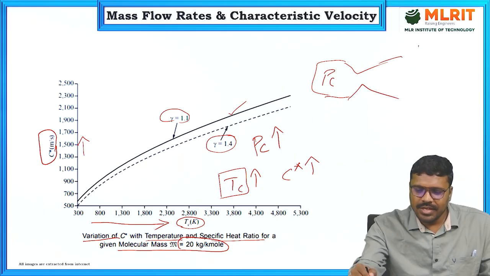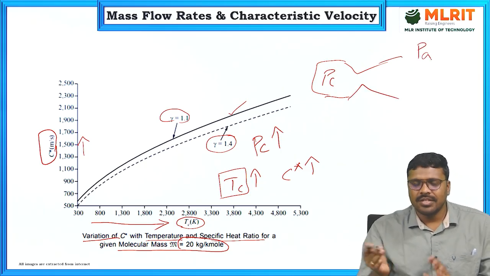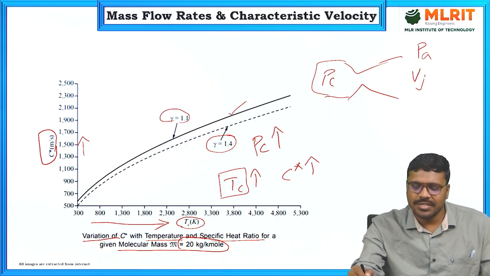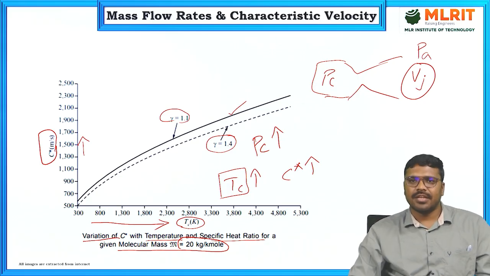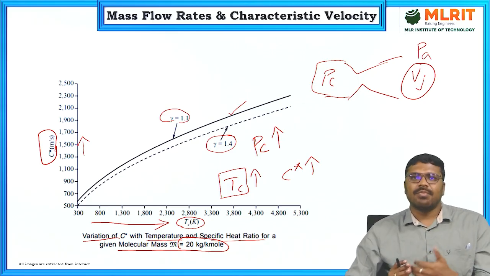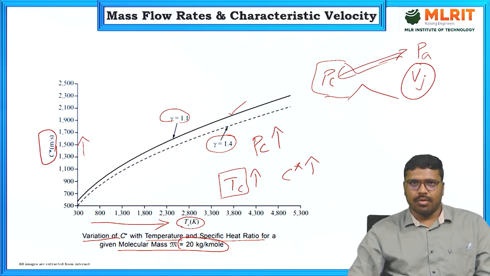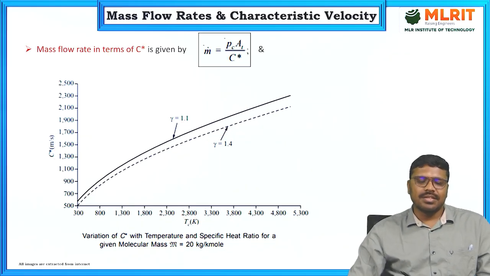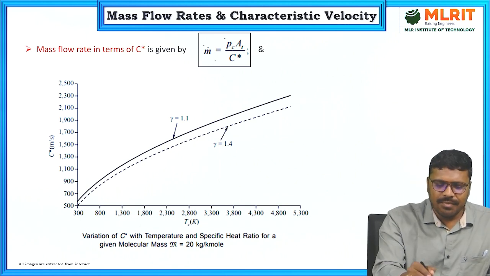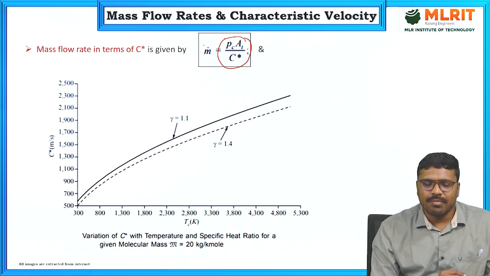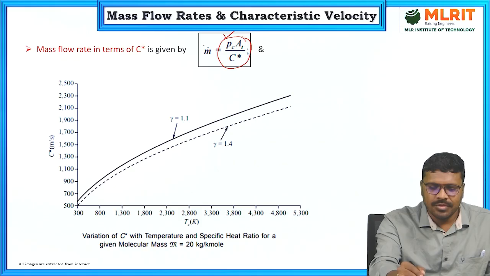there is an atmospheric pressure, right? There will be more pressure difference. As the pressure difference is more, you will get maximum kinetic energy for the gases. The kinetic energy or velocity gained by the gases will be more if the pressure difference between the chamber and the nozzle exit is more. And we can also write the mass flow rate in terms of characteristic velocity. That is m dot is equal to PCAT by C star. m dot is equal to PCAT by C star. Chamber pressure, area of the throat, and characteristic velocity.